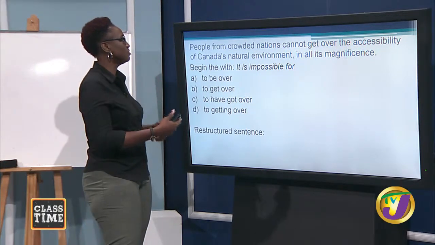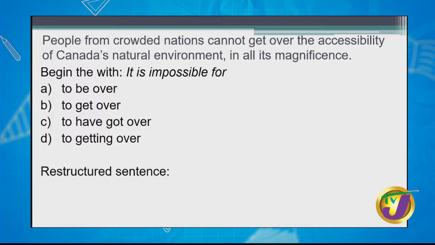So it is impossible for what? Keep in mind, you want to convey the idea that people from crowded nations cannot get over the accessibility of Canada's natural environment in all its magnificence. So if you start it with it is impossible for, what section would you put after that? It is impossible for people from a crowded nation, perhaps. All right, so if you start it like that, then you would end up using to get over.